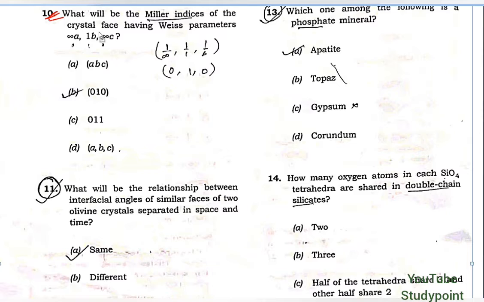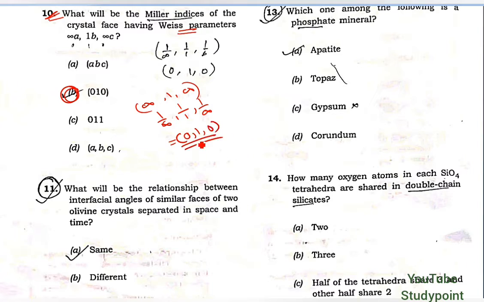Question number 10. What will be the Miller indices of the crystal faces given basis parameters? Okay, let's calculate by given data. Infinity, 1, infinity. Then take its reciprocal. Is 0, 1, 0. Next, what will be the relationship between interfacial angle of similar faces of two olivine crystals separated in space and time? Right answer is option A, that is same.